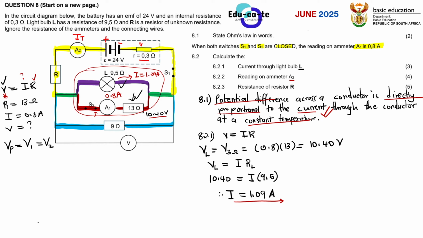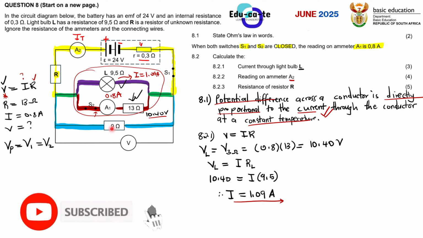And what can you see here? You can see that this whole combination of the light bulb and this 13 ohms is parallel to this 9 ohms, because basically remember that the total current, which was the yellow current, split into the green current, and then the blue current. So these two combinations are receiving split current, or current that has been split. So they are parallel. That is what it means to be parallel.